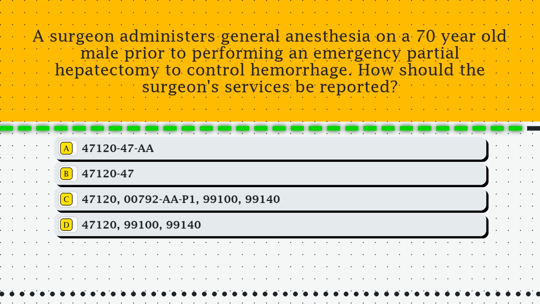Question 111. A surgeon administers general anesthesia on a 70-year-old male prior to performing an emergency partial hepatectomy to control hemorrhage. How should the surgeon's services be reported? Option A: 47120-47AA. Option B: 47120-47. Option C: 47120, 00792 AAP1, 99100, 99140. Option D: 47120, 99100, 99140.